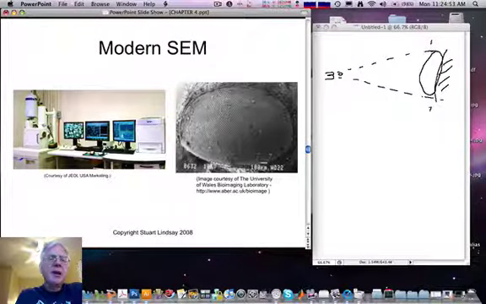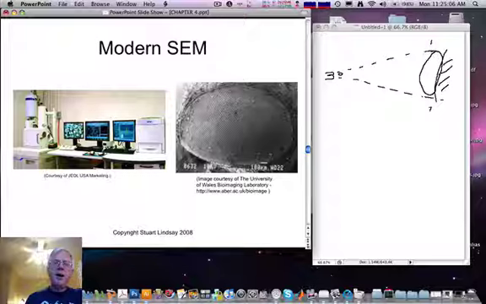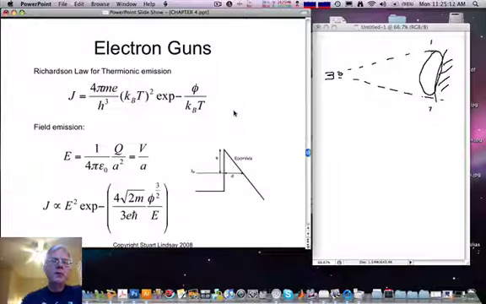However, the imaging is done in vacuum, and a dried fly's eye is a good insulator. So in order to stop it charging up and deflecting the incident electrons, it's necessary to coat it with a metal. This fly's eye has been coated with gold. It's possible to get a resolution that approaches a few nanometers from a scanning electron microscope.